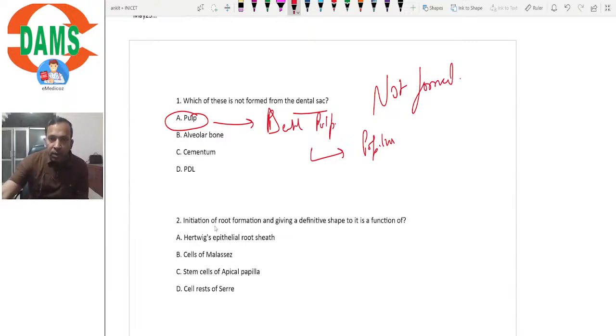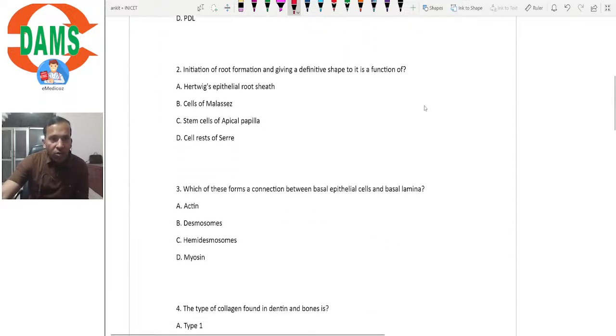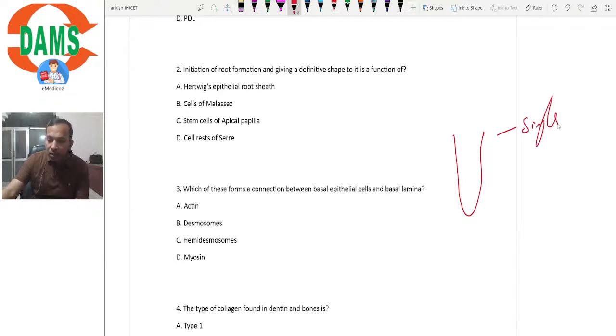And next question, initiation of root formation and giving a definite shape to it is a function of. So the formation of the root and a proper shape, that is a single root or double root. Which of these basically is responsible for root formation? It is the Hertwig's epithelial root sheath, or HERS.